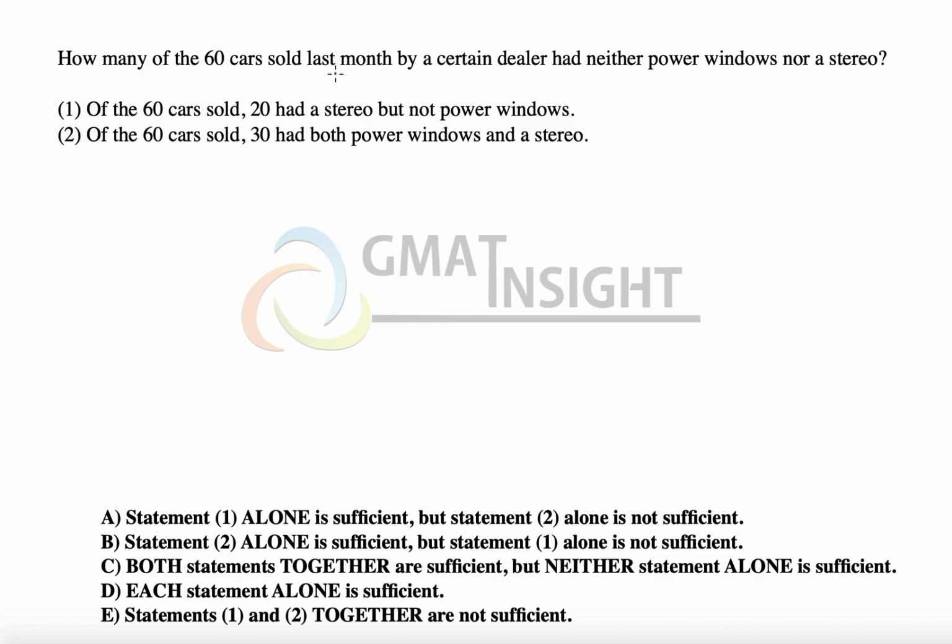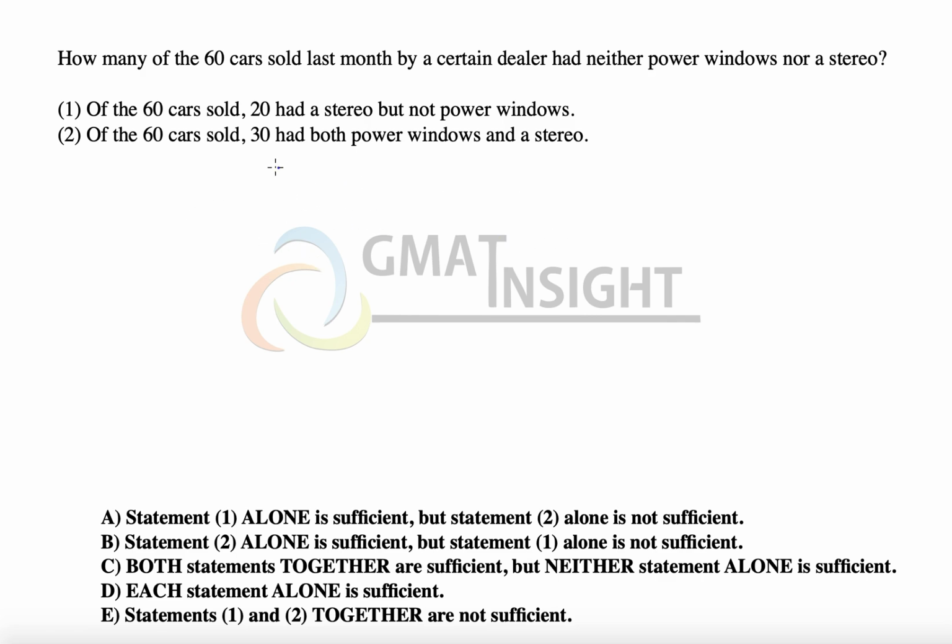How many of the 60 cars sold last month by a certain dealer had neither power windows nor the stereo? So now we can read the question quickly and understand it's a two-set question. And because the question is talking about the cars with power windows, there must be cars without power windows.